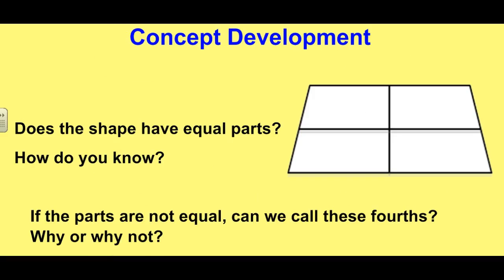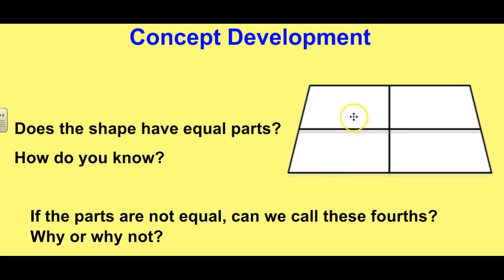Okay, so does this shape have equal parts, and how do you know? When you look at this part and this part, you've got to ask yourself, do those 2 parts have an equal amount of space? Does each one look like it's exactly the same? If you were to cut them out and lay them on top of one another, would they be the same size? If they're not equal, can we call this shape fourths? If they are equal, can we call it fourths?